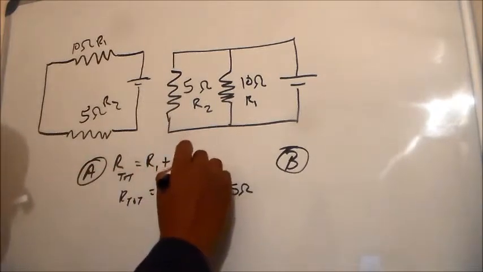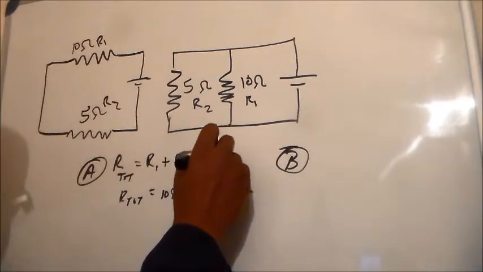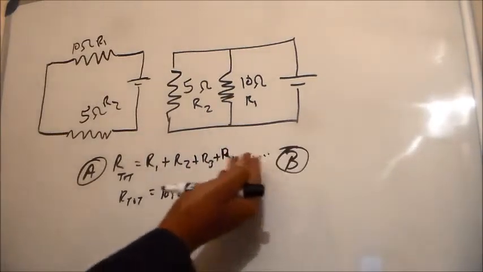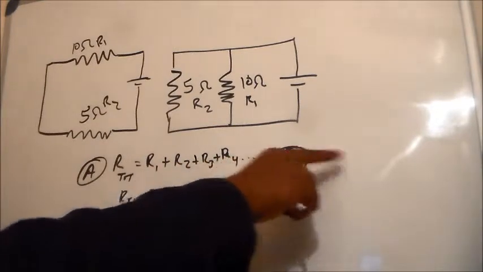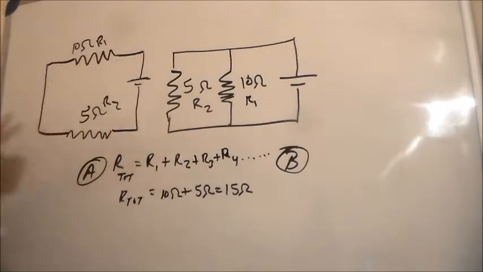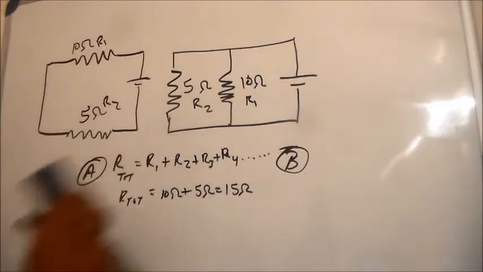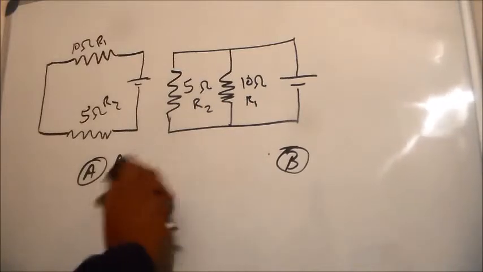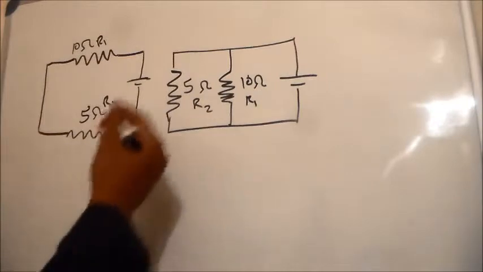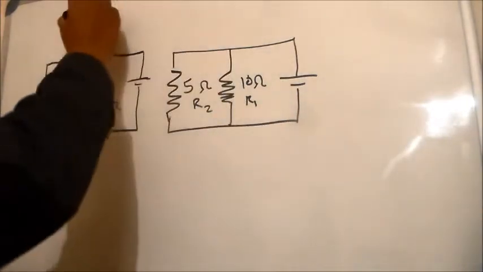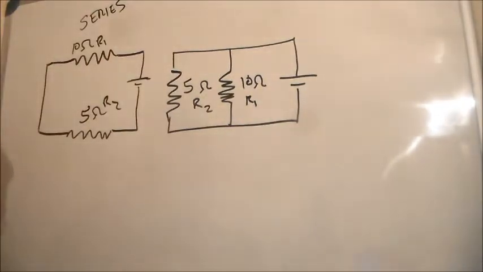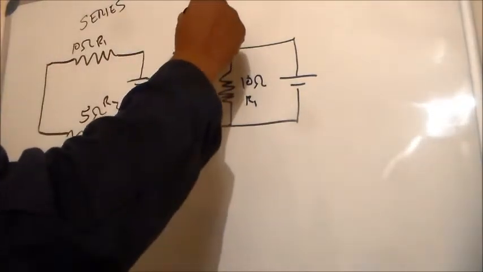If there were more, it'd be plus R3 plus R4, and dot, dot, dot. The mathematical statement means we just keep going and going if we had that many resistors in the circuit. Now, you can come back and pause, write it down, do what you need to do, go to the other video. Now, in a parallel circuit, I'll just put para.